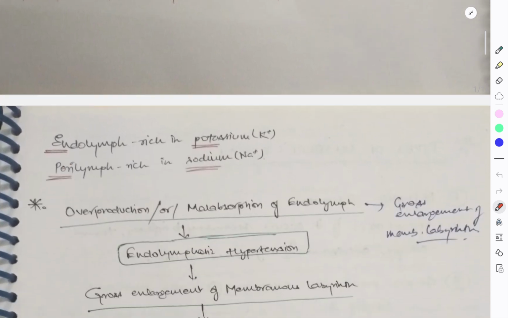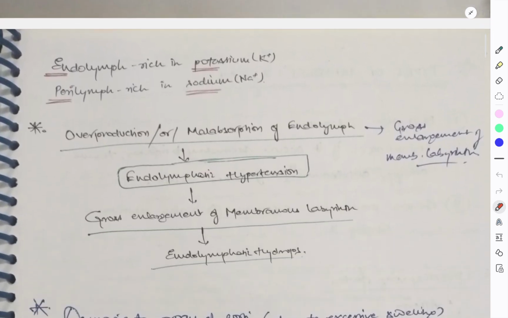Now a very important thing: endolymph is rich in potassium, and perilymph is rich in sodium. This is how I remember: perilymph has a P, so potassium is not there. Endolymph has potassium, whereas perilymph, which has a P, does not have potassium.